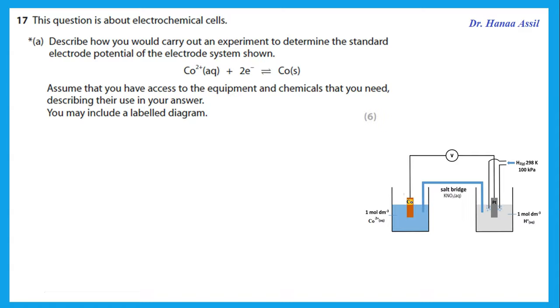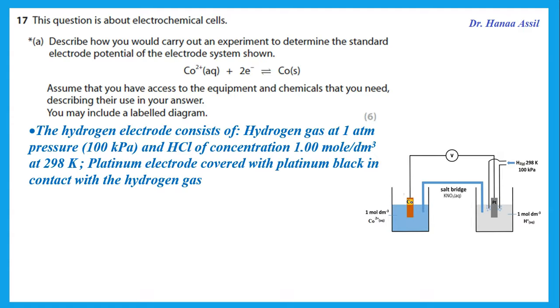So, of course, we need to connect this to a hydrogen half cell. So what we do first is we have this hydrogen electrode with hydrogen gas, and you need all the conditions. 1 atmospheric pressure, it should be dipped into a solution of HCl of concentration 1 mole per decimeter cubed, 298 Kelvin. We need a platinum electrode covered with platinum black that is in contact with the hydrogen gas. So that is the standard hydrogen electrode.